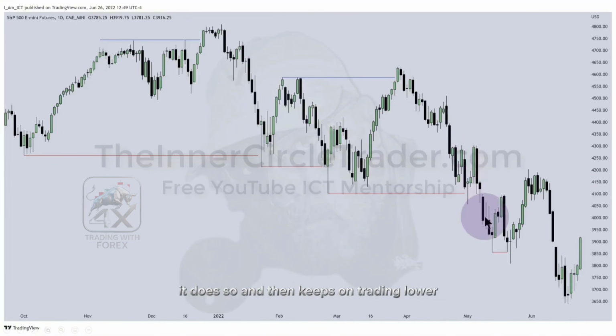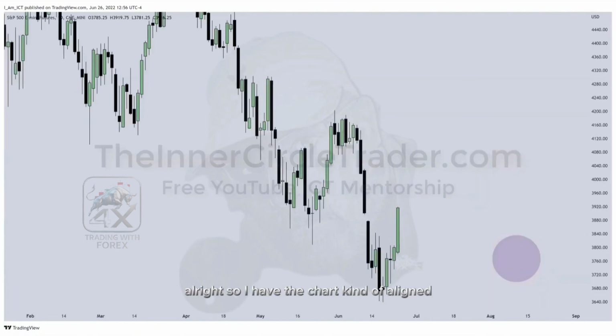It does so, and then keeps on trading lower and creates a short-term low here. Rallies back up into a gap. Drops down once more. Takes sell side. So now buy side is where it's likely to revert back to. And from this high to that low, that's our focal point for our study. So inside this range, I want you to think about what you see. All right, so I have the chart kind of aligned so that we can focus on that range here.